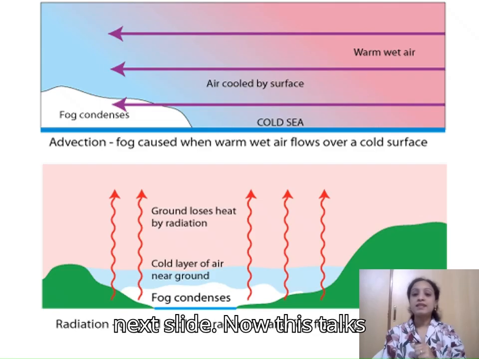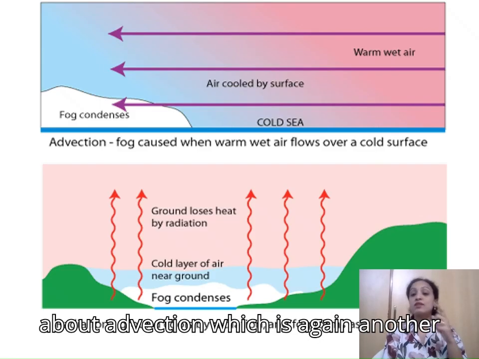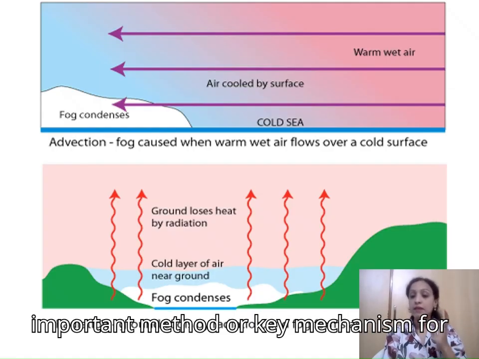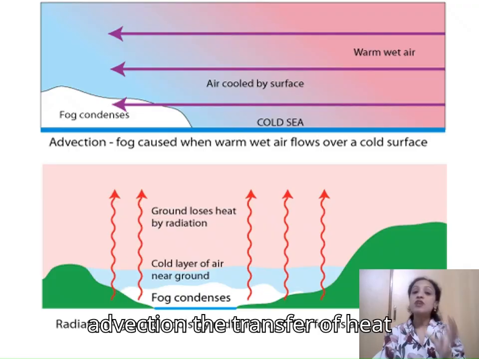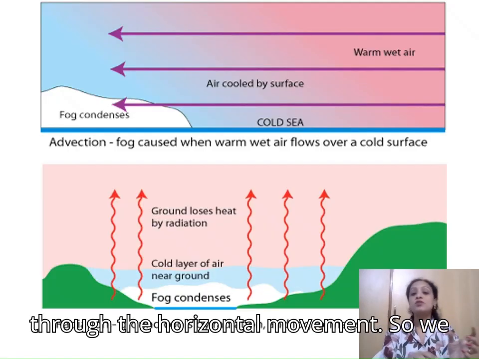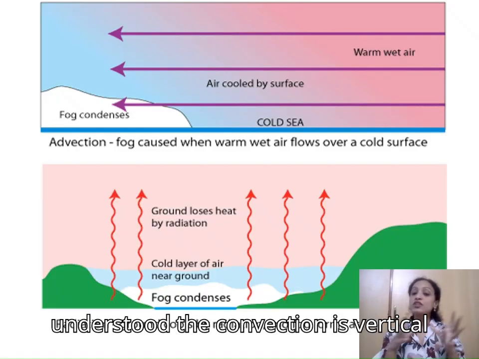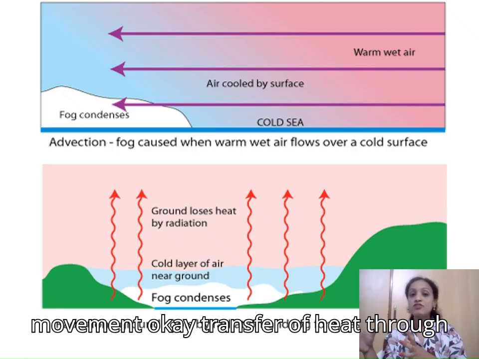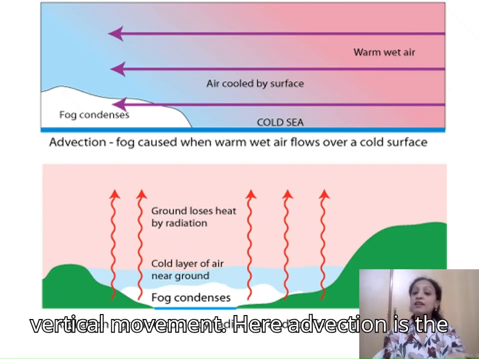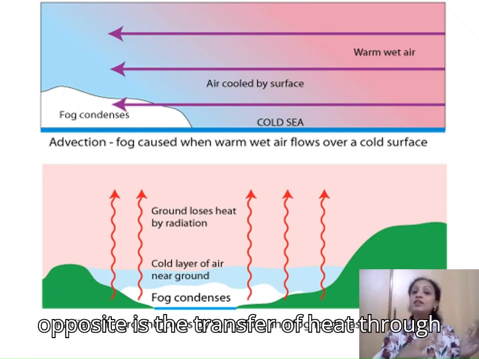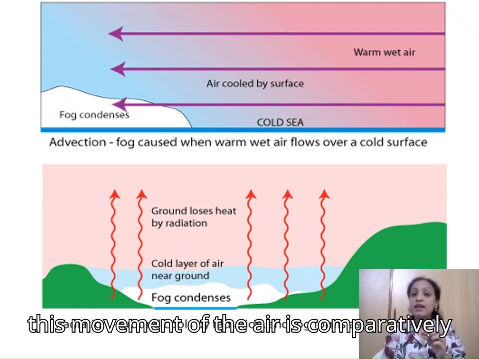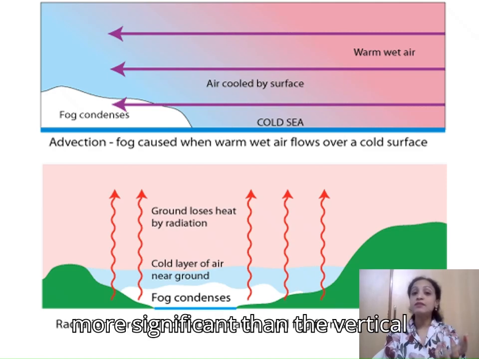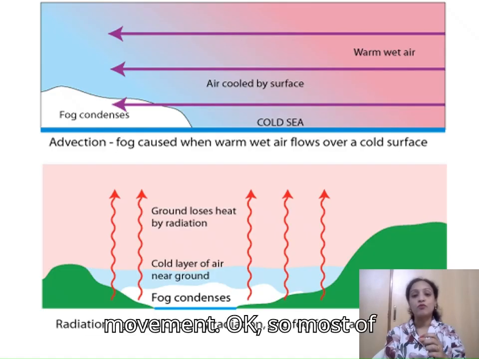So moving on to the next slide. Now this talks about advection, which is another important key mechanism for heating and cooling of the atmosphere. So advection is the transfer of heat through horizontal movement. We understood that convection is the transfer of heat through vertical movement. Here advection is the opposite. It is the transfer of heat through the horizontal movement of air, and this movement of the air is comparatively more significant than the vertical movement.